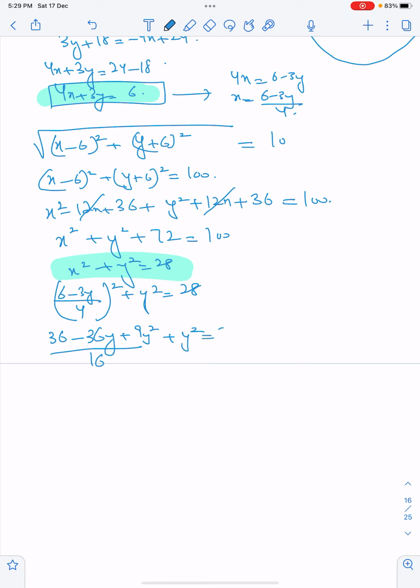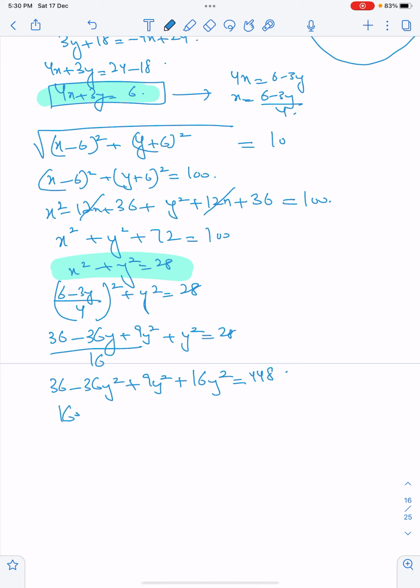Plus y square equals 28. I'm going to multiply every single term by 16. So 36 minus 36y plus 9y square plus 16y square equals 28 times 16, which is 448.